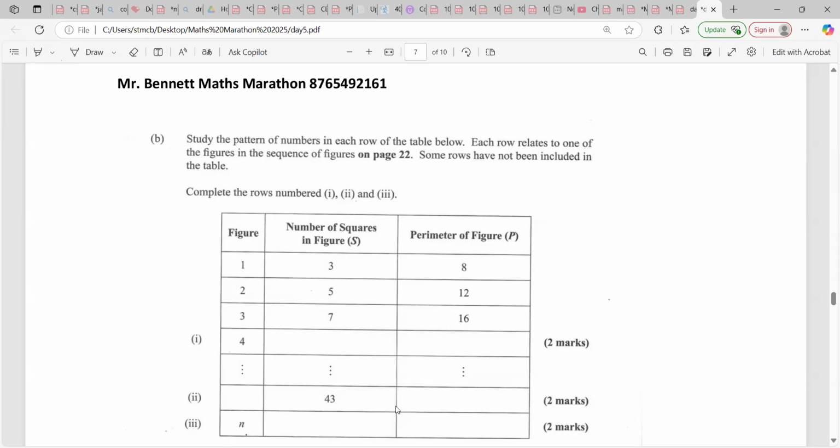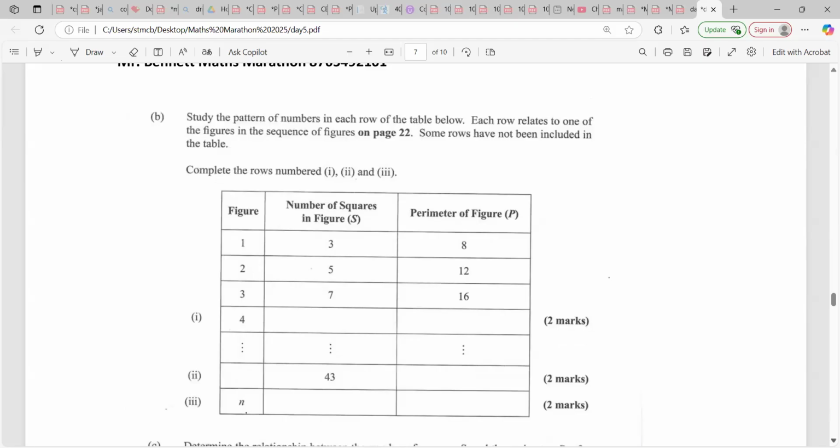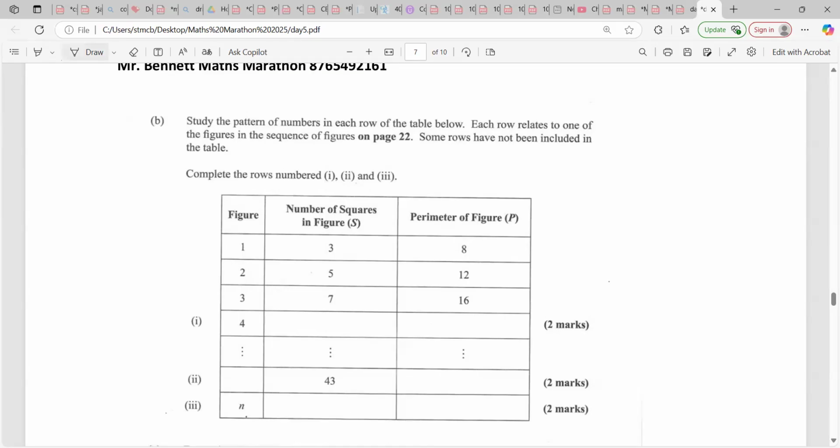Students normally have problems with the nth term. Alright, guys, let me show you how I do it. I never have somebody with me. But what I normally do is I realize what's happening.